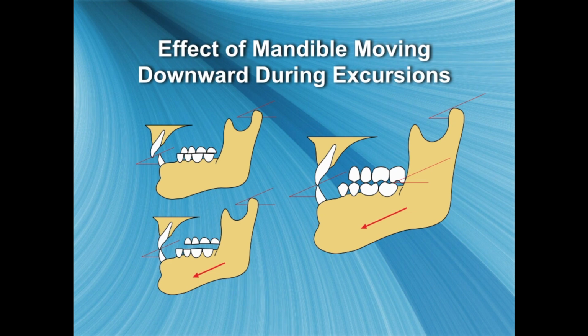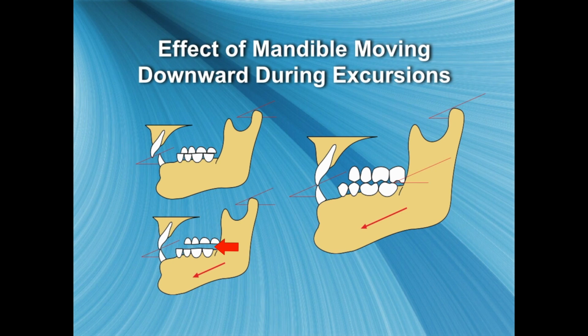Take a look at the pictures on the left-hand side of this screen. If we had no cusp height at all, if we had no cusps on the teeth, and we had a condylar inclination and an anterior guidance that had some sort of positive angulation, when we moved into protrusion or lateral excursions, the condyle that was translating would tend to cause the posterior teeth to separate. In other words, as the condyle moved forward, it would have to move downward along the glenoid fossa, and the anterior teeth would have to slide and move apart.